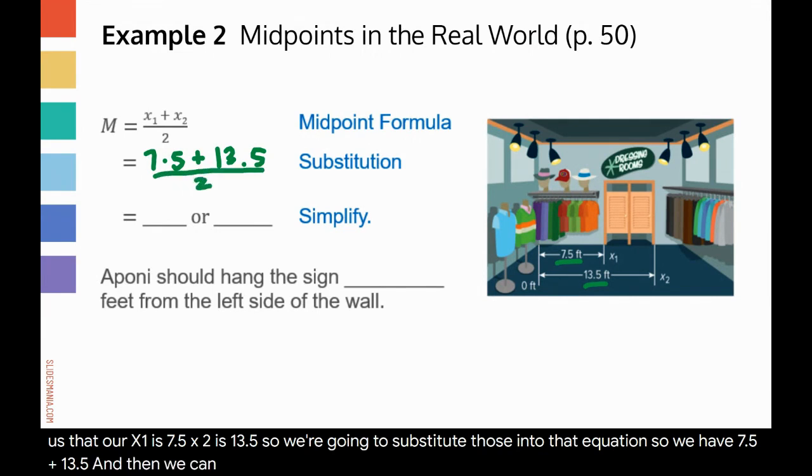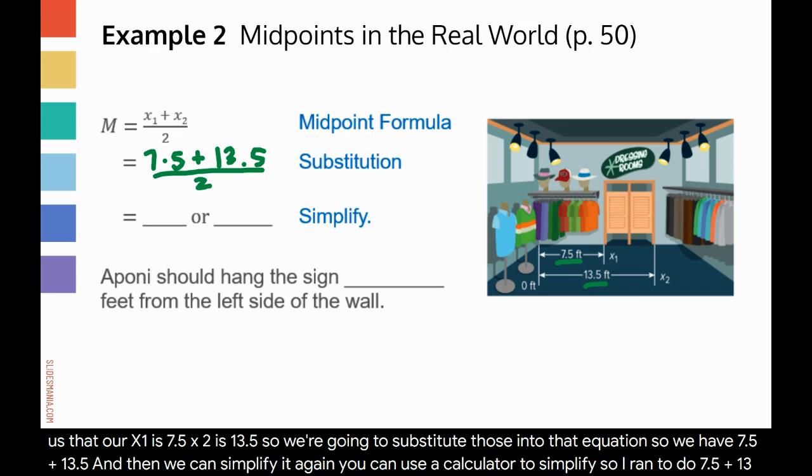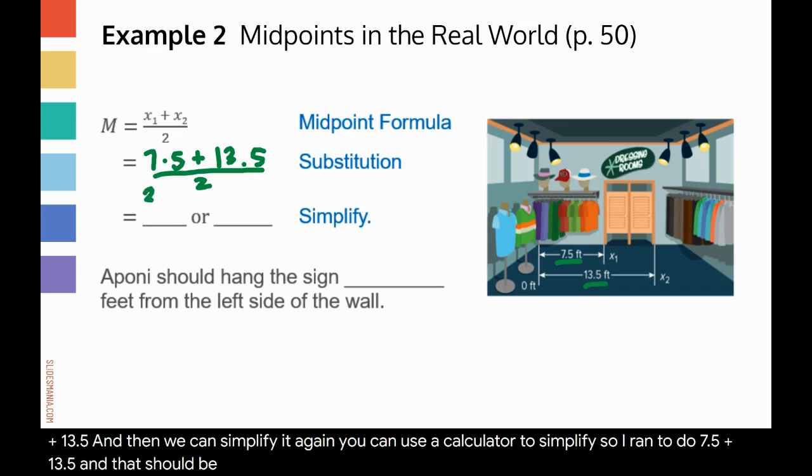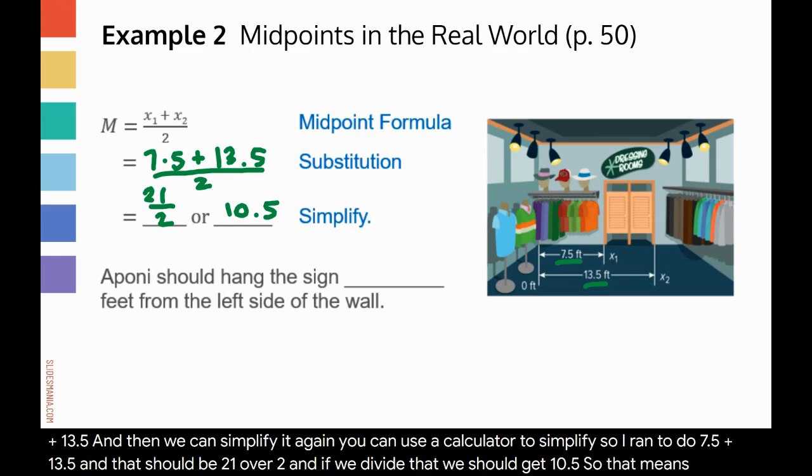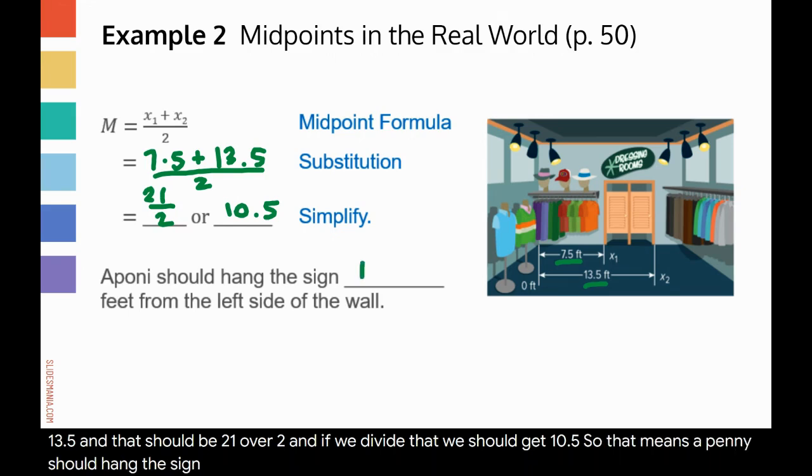And then we can simplify it. Again, you can use a calculator to simplify. So we're going to do 7.5 plus 13.5, and that should be 21 over 2. And if we divide that, we should get 10.5. So that means Apani should hang the sign 10.5 feet from the left side of the wall.